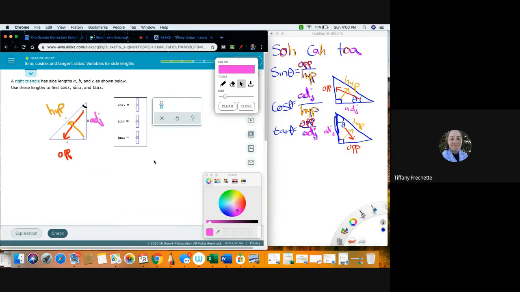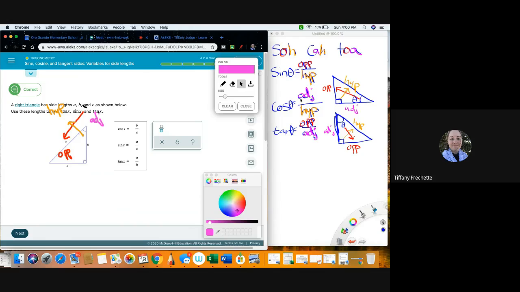All right. So cosine, we have adjacent over hypotenuse. So we have B over C. Adjacent is B, hypotenuse is C. And then sine is opposite over hypotenuse. So I have A over C. So I'm just grabbing the letters here. And tangent, opposite over adjacent. So I get A over B. Check. All right, we finished that one. Yay.